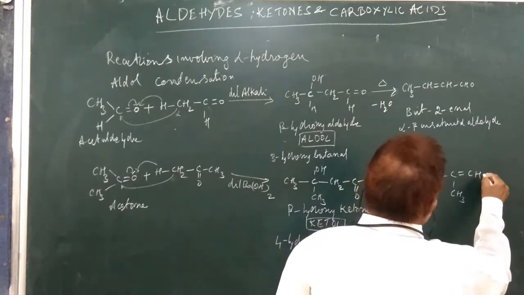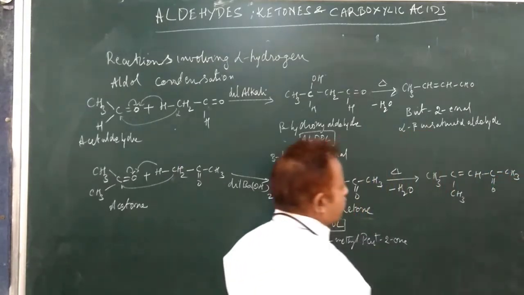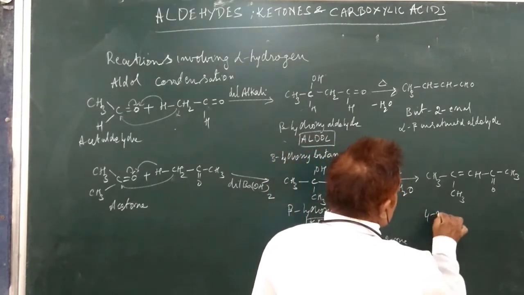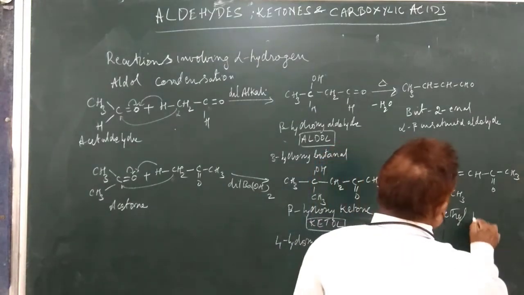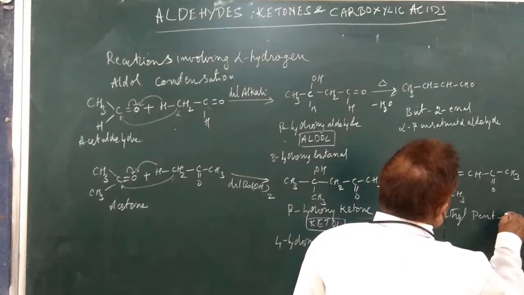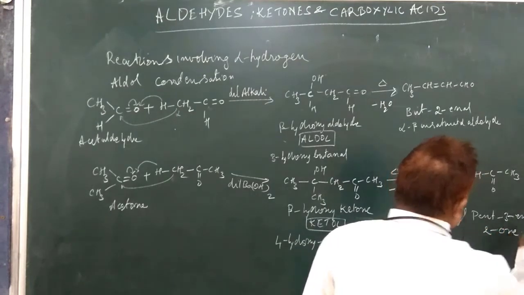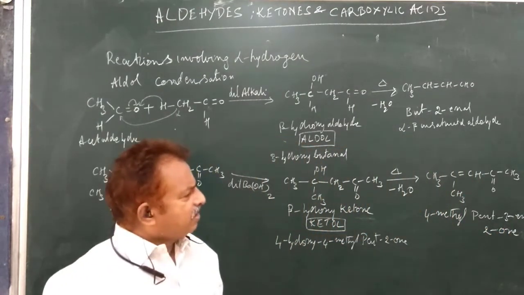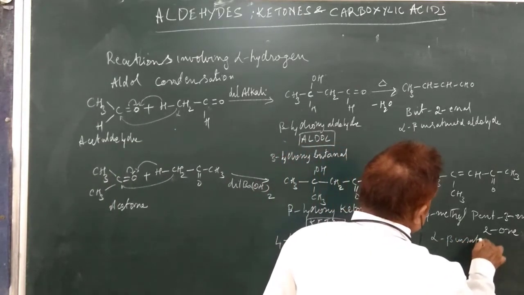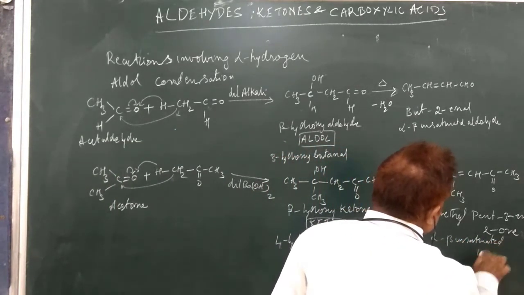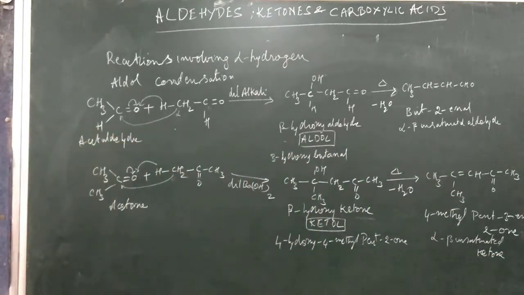Therefore we get CH3 C, CH3 here, double bond CH, single bond C double bond O, CH3. So what is this substance? The methyl group is present on the fourth carbon atom, 4-methylpent-3-en-2-one. This is an alpha beta unsaturated ketone.